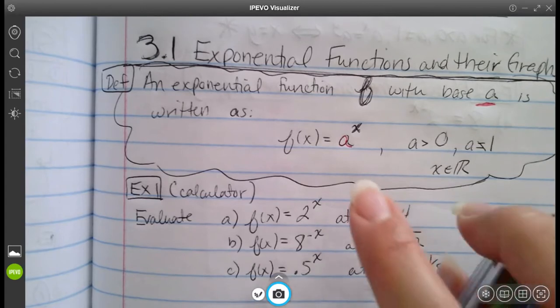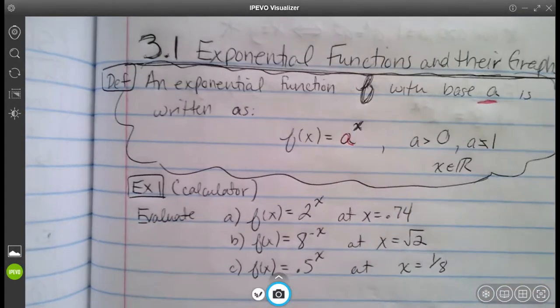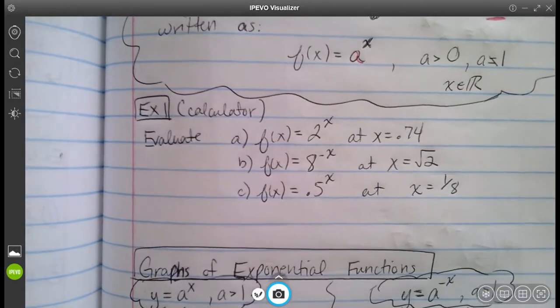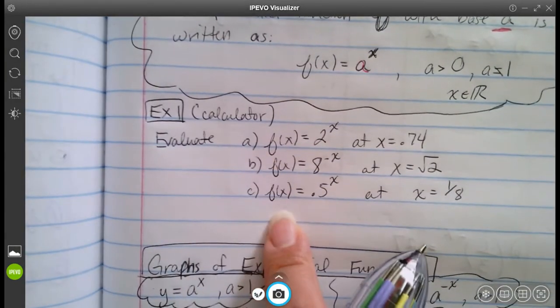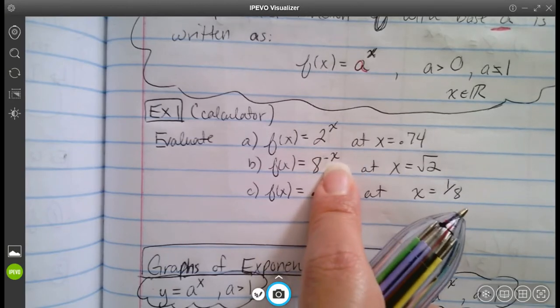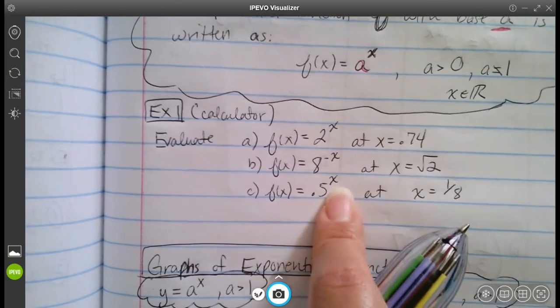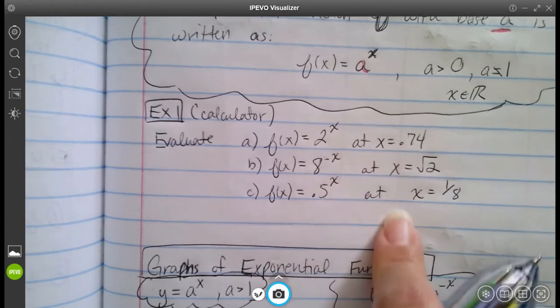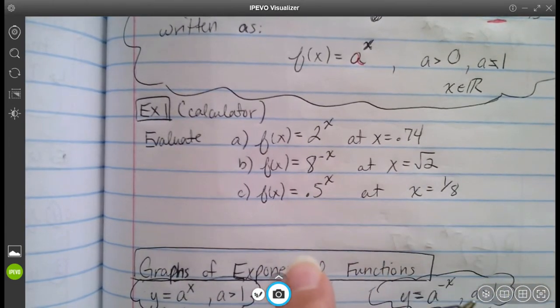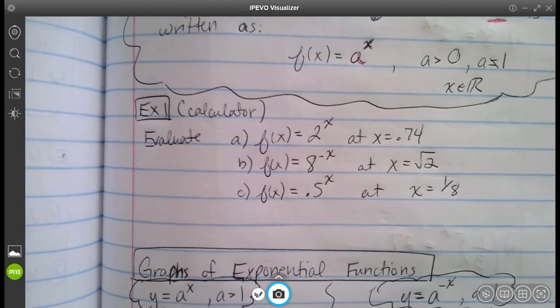We're going to start right away with some examples, and this is just some calculator practice, in case you don't know how to evaluate this. We have three different functions: f of x is equal to 2 to the x, then 8 to the power of negative x, and then 0.5 to the power of x. And then just some numbers you want to plug in. You can do this with just the basic calculator on your phone, or if you have a graphing calculator, you can do it that way also.